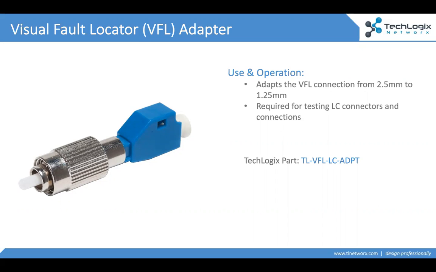Basically, this just takes your ferrule size and then shrinks it down to 1.25 millimeters. Again, this is something that you're absolutely going to want and need because most network applications are designed to use LC connectors, and you need that adapter to really bring that footprint down. So another tool that you're going to have in your kit.